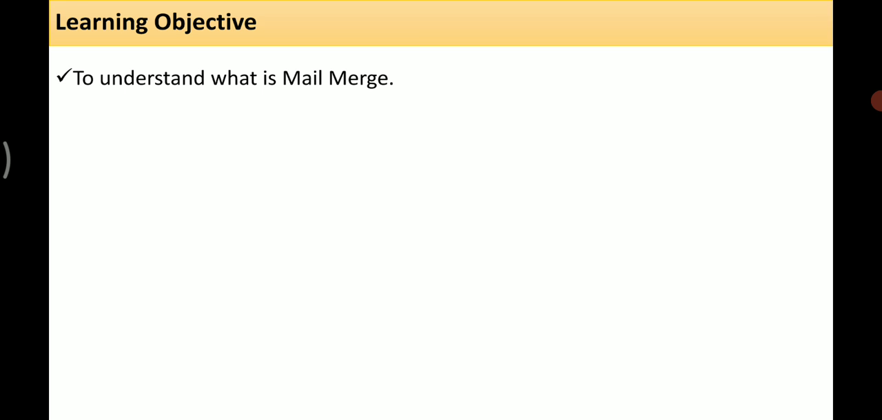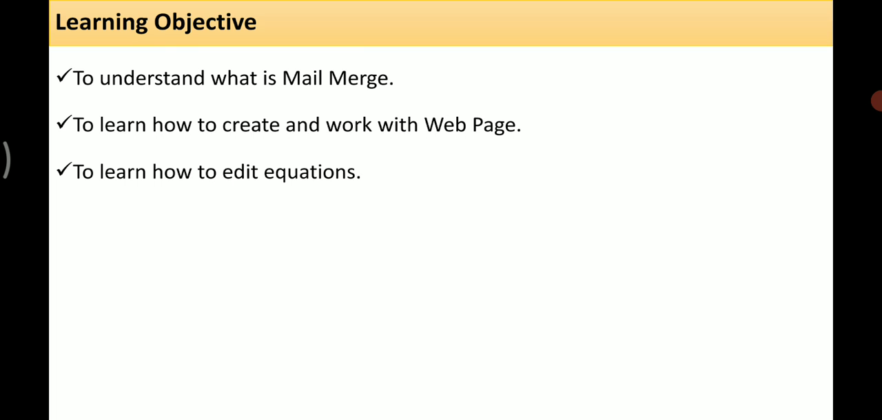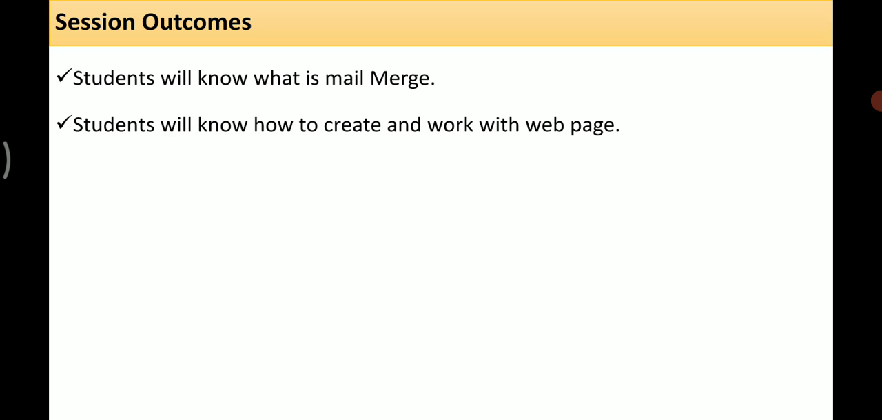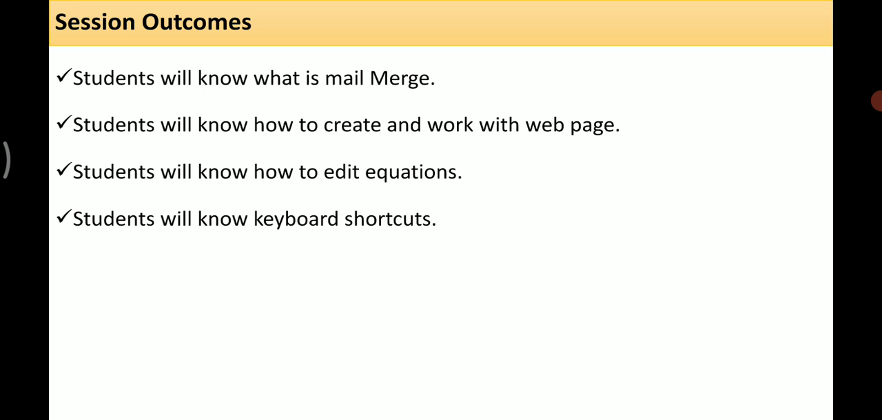The learning objectives are to understand what is a mail merge, to learn how to create and work with a web page, to learn how to edit equations, and to learn some of the keyboard shortcuts. The session outcomes are students will know what a mail merge is, how to create and work with web pages, how to edit the equations, and some of the keyboard shortcuts.